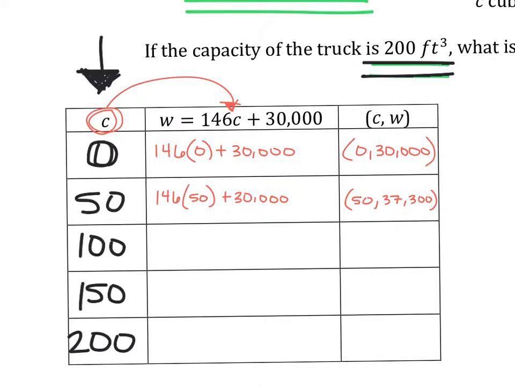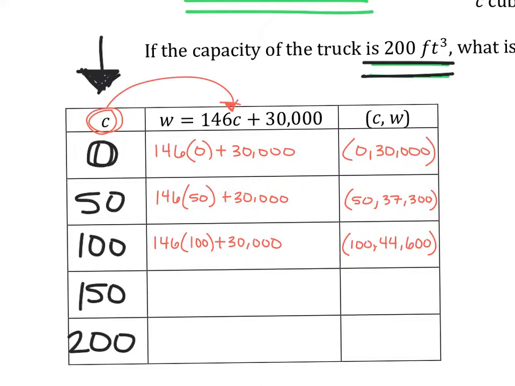Okay, then 100. Same thing. 146 times 100 plus 30,000. And that comes out to 44,600. I worked it all out already. Don't think I can do that in my head. I cannot. No.